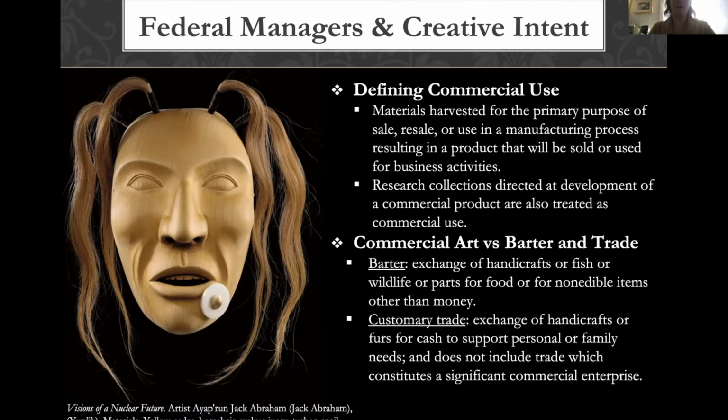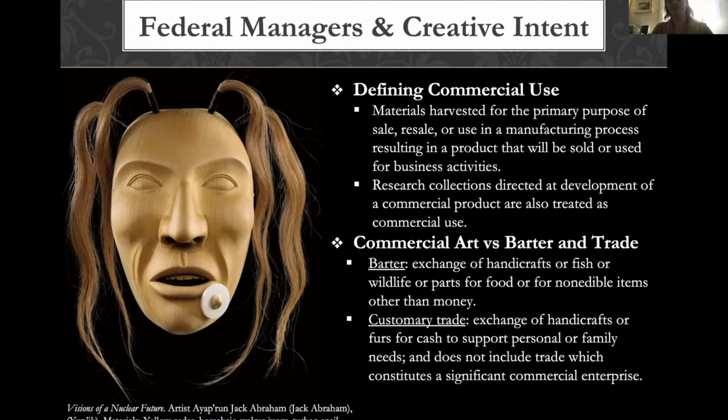Now, the other area is research collections, and those are research collections directed at the development of commercial products. So they're also treated as commercial use. If you're collecting a lot of materials to determine whether it's good to make baskets from this one area, to see if it's a good location for harvesting for commercial artwork in the future or a new harvest location, depending on how you phrase that in the permit, it will be considered commercial use, even though you're only looking at the area. If you're intending to research the area with the intent to eventually make commercial products or commercial art from it, it will be considered commercial. So language is always important when you look at these permits.